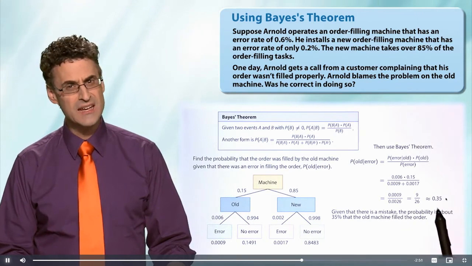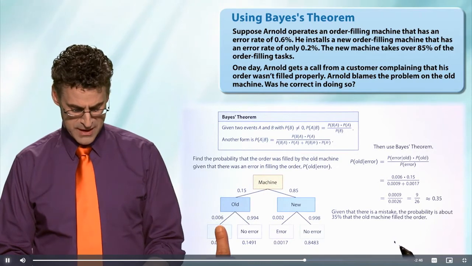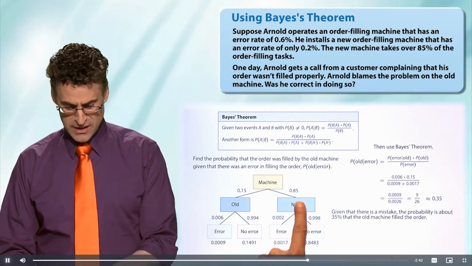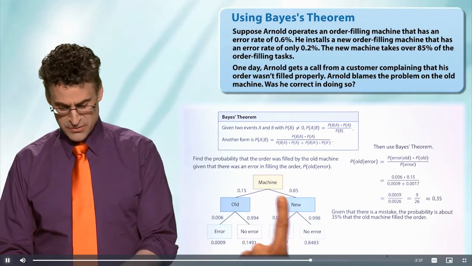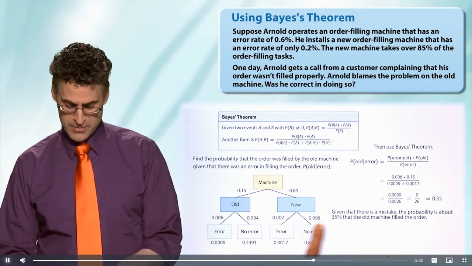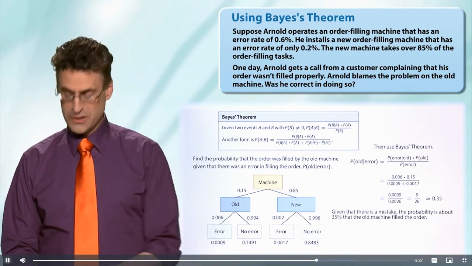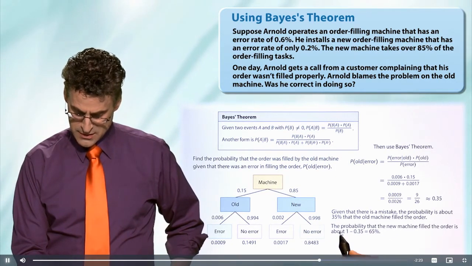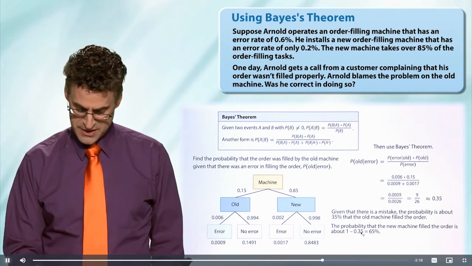Just 35%. Kind of surprising, isn't it, when you think about it, because the old machine makes more mistakes than the new machine. The thing is that the new machine is only used 85% of the time, and the old machine is used only 15% of the time. So there's a really, really high chance that you're actually using the new machine, and it just made one of those very, very rare mistakes. So the chance that, in fact, it's the old machine, given that there's an error, is only 35%. And so the probability that the new machine filled the order is 65%. That's 1 minus 0.35. It's the opposite.